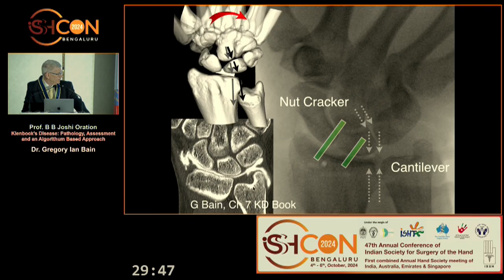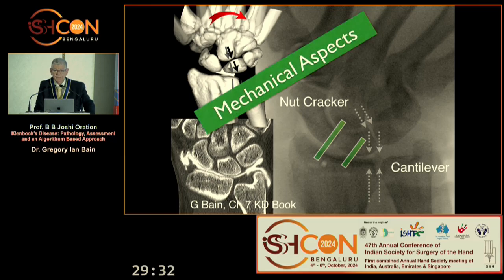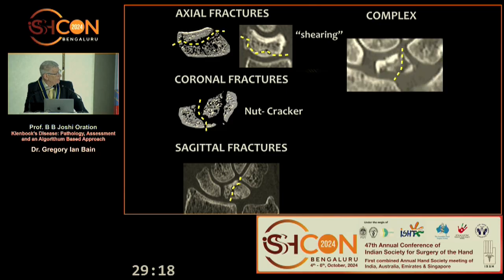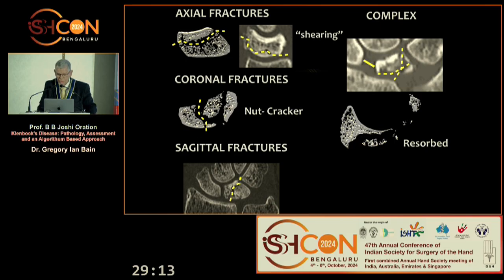And if you look at this arthrogram, you can see that the forces through the radius here will be normal, and then there's a cliff as to where the fracture is likely to occur because the forces are not transmitted across the TFC. So mechanical aspects are important in the development of Kienbock's disease. And if we look at the various types of fractures that we've identified, we can see that there's a multitude of types, whether they be axial, transverse, shearing fractures, or even complex types of fractures. And then there can be resorption.